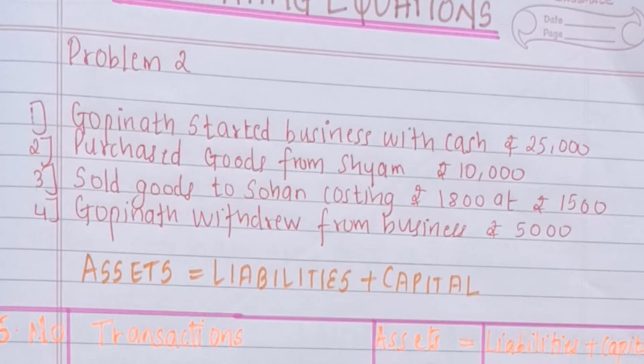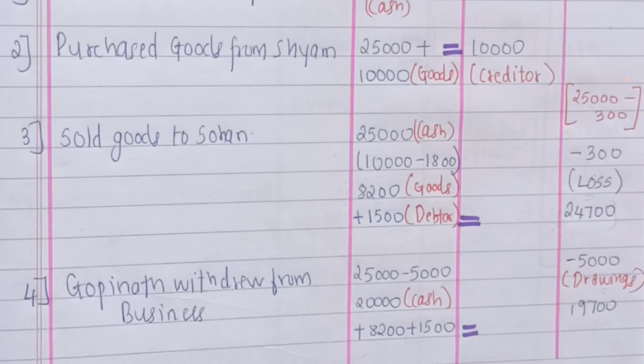Sold goods to Sohan costing rupees 1,800 at rupees 1,500. Students, first of all we have to understand this particular transaction. It means that we had goods worth rupees 1,800, and we sold it for 1,500. So we definitely incurred a loss, and this loss was of rupees 300. So this will be recorded at 3 different places.